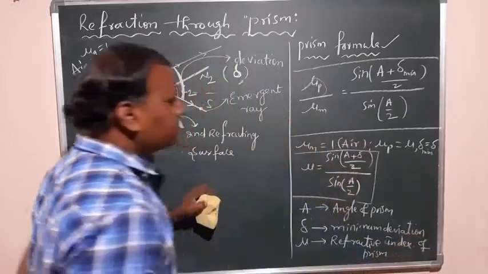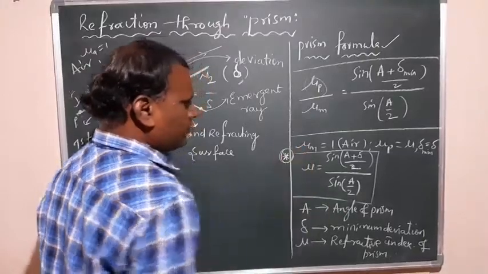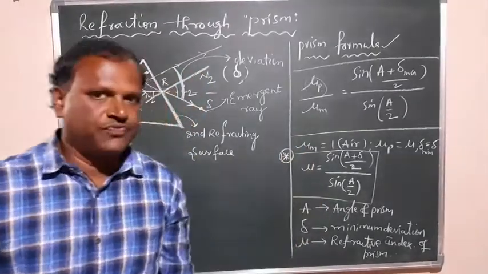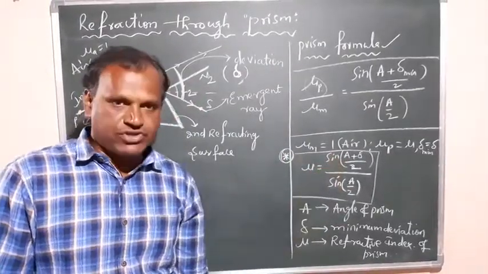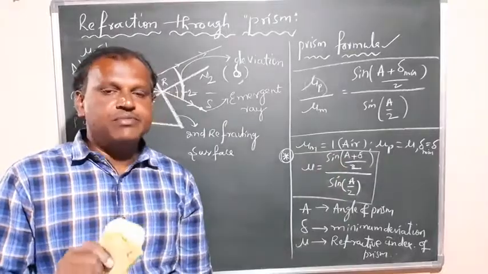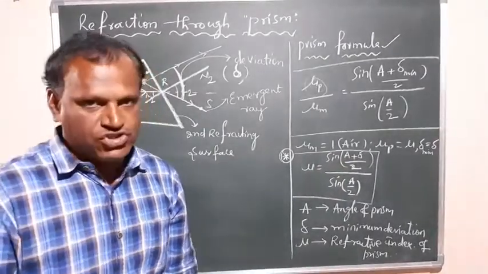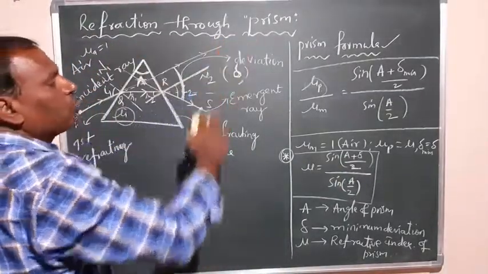So this is an important equation for calculations. If it is asked what the prism formula is, you have to write this equation and name the terms which we are using in the equation. Mu is the refractive index of the prism, A is the angle of prism, and delta is the minimum deviation. So that is regarding refraction through a prism.